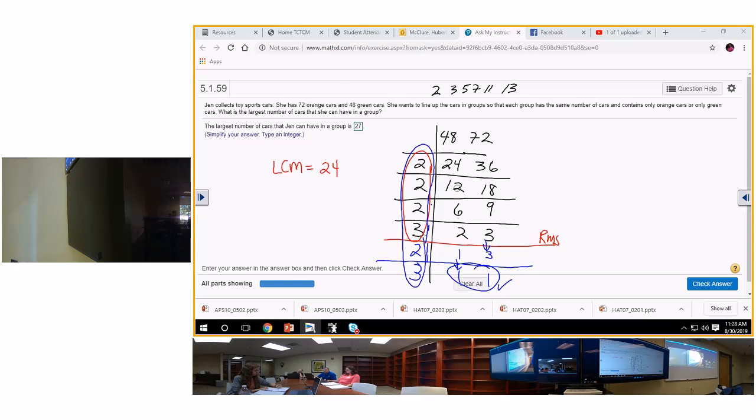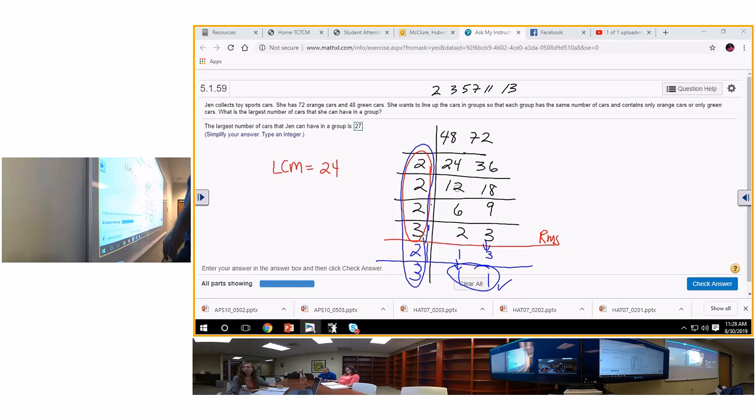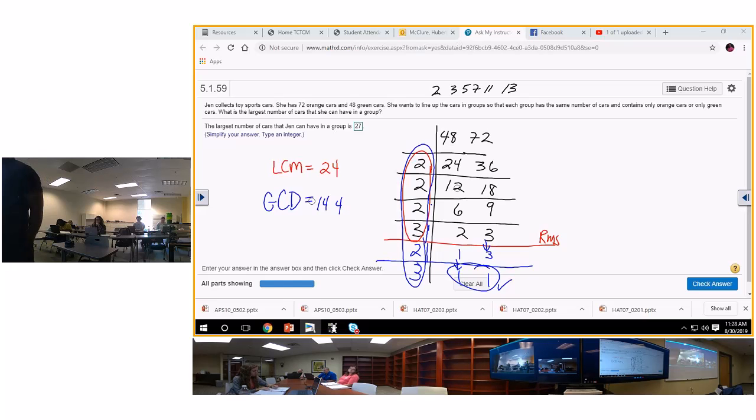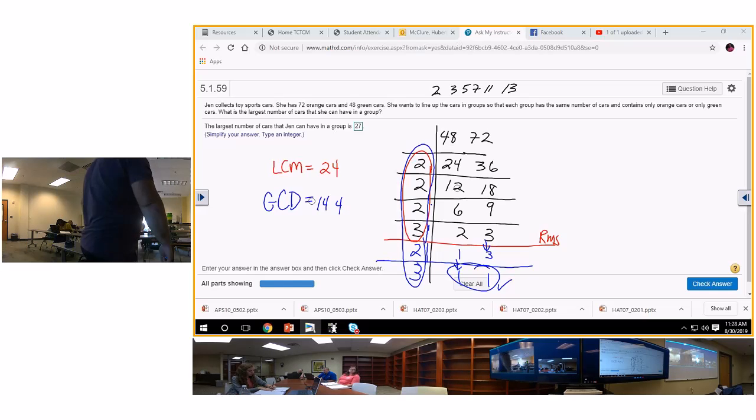So our greatest common divisor, 24 times 6, is going to be a 4. 144, somebody check me. What's 24 times 6? I may have it wrong. 144. Okay. So one of those two numbers is your answer. Probably the 144, because it's asking for the largest number.